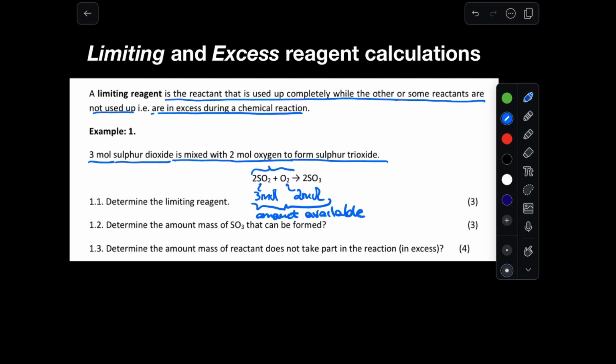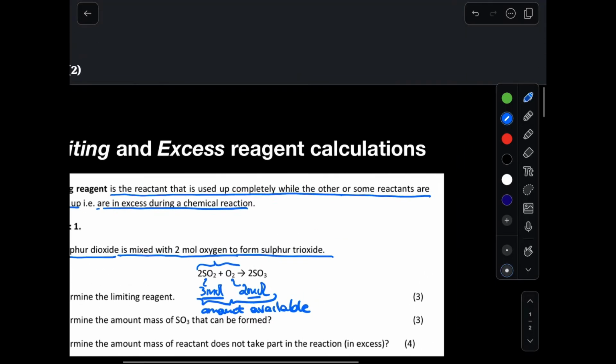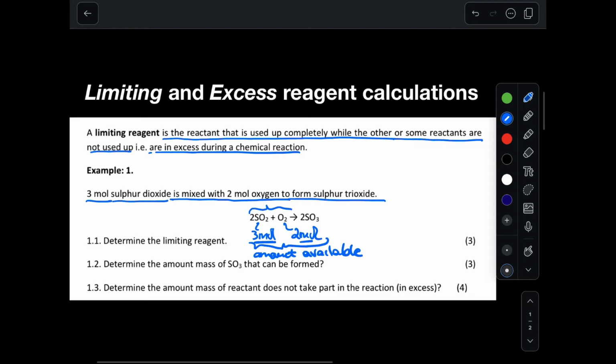So we do not know, between the two amounts that are available, which one is going to be used up first, which one is going to be the limiting. In the 3 moles of sulfur dioxide that is available, we do not know how much is needed and how much is going to be used up. Even in the oxygen, same applies. So we're going to find how much of these amounts is needed.